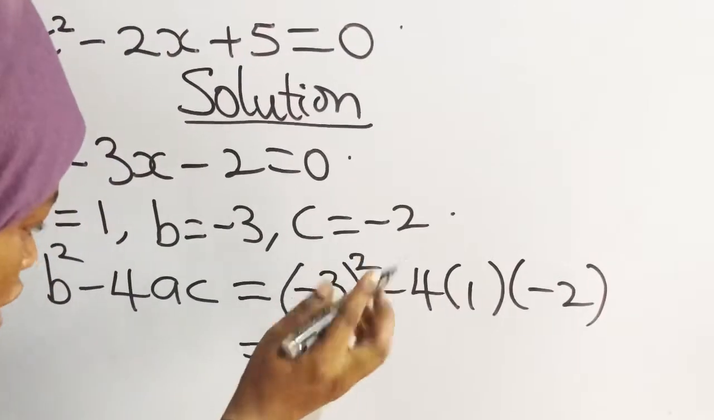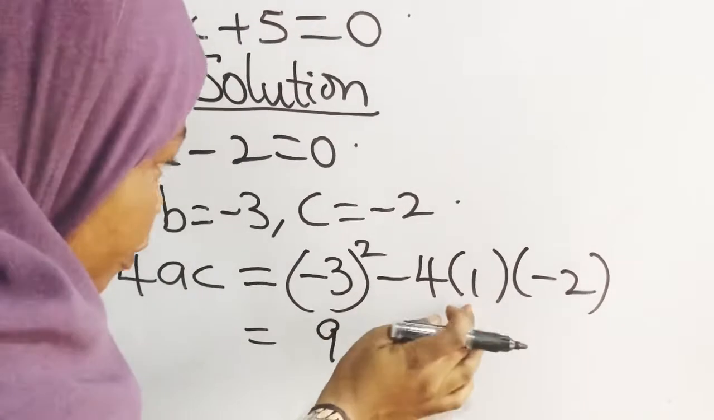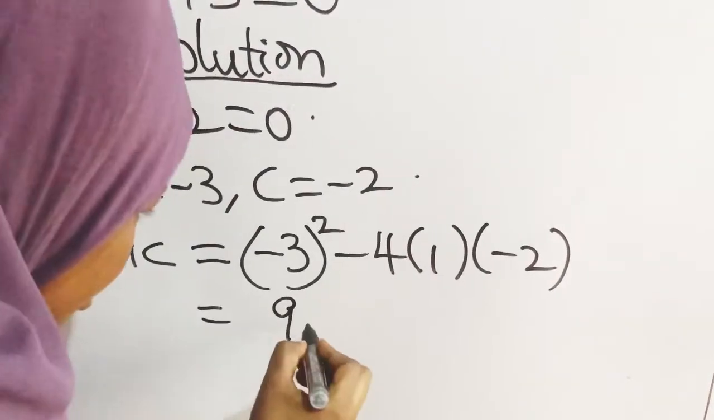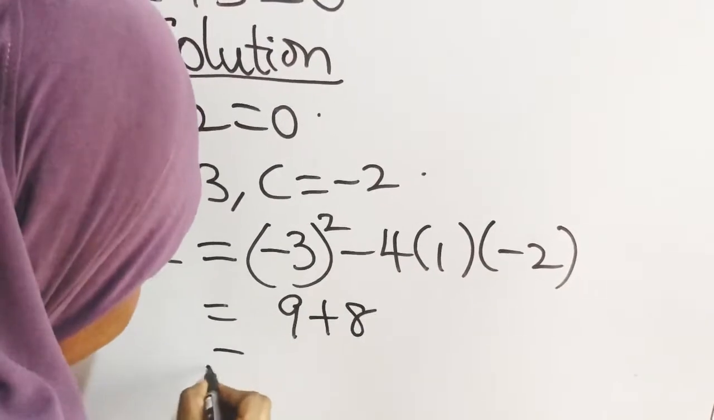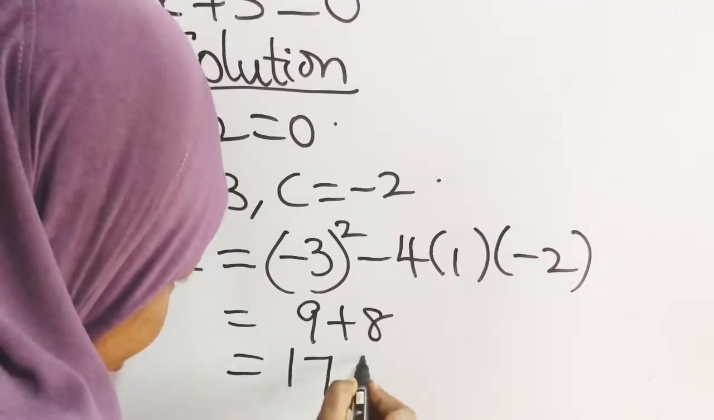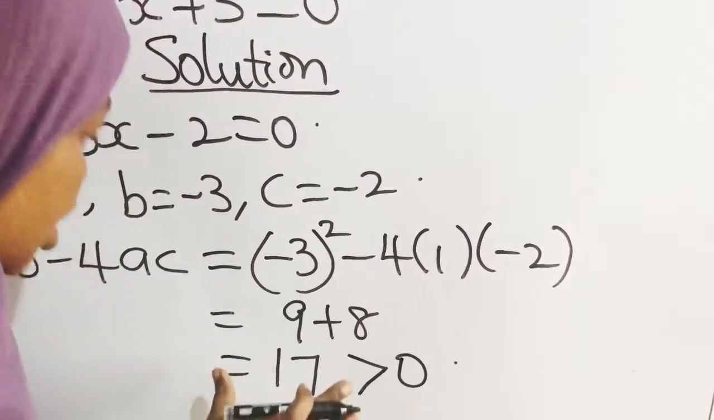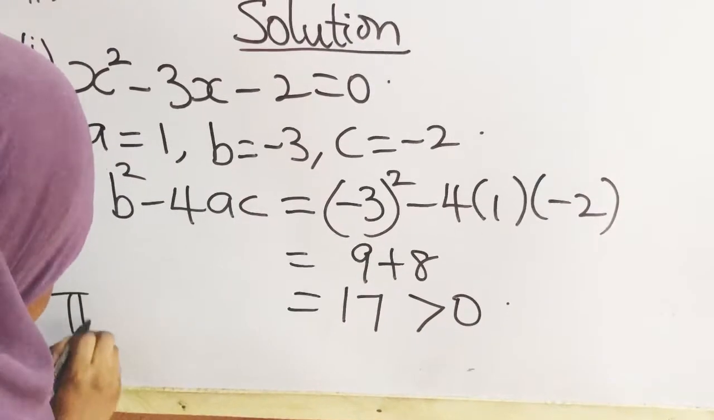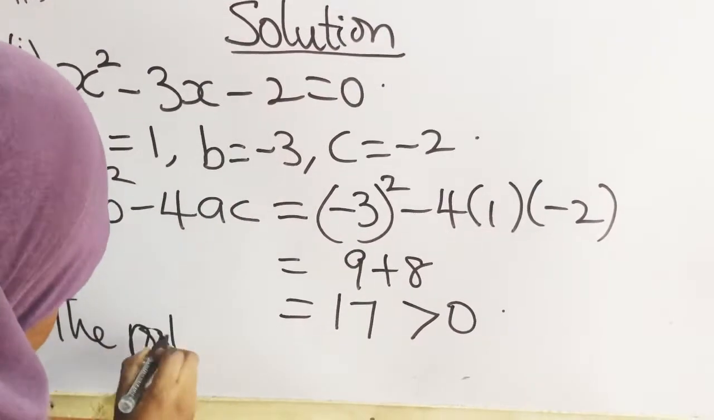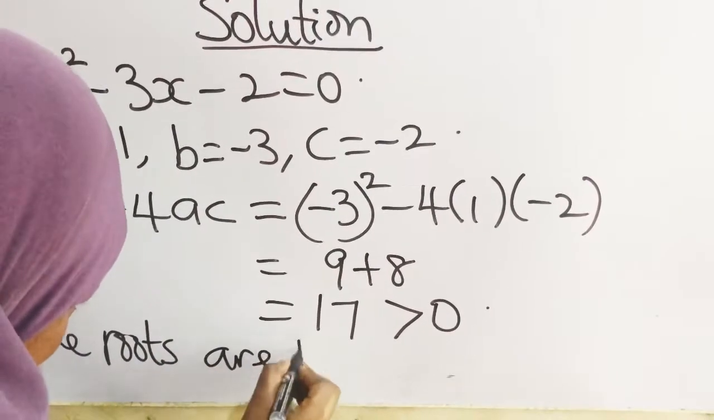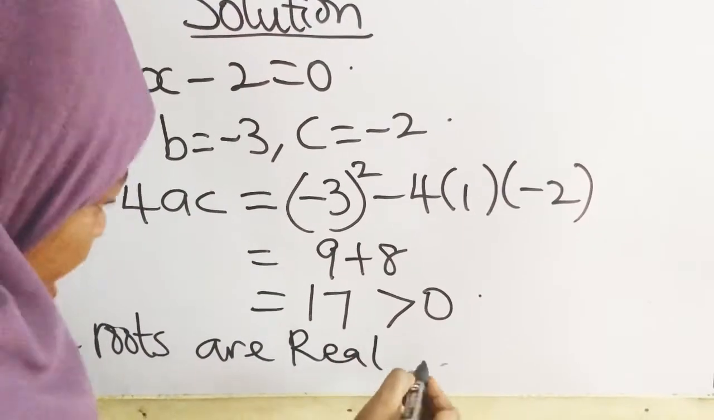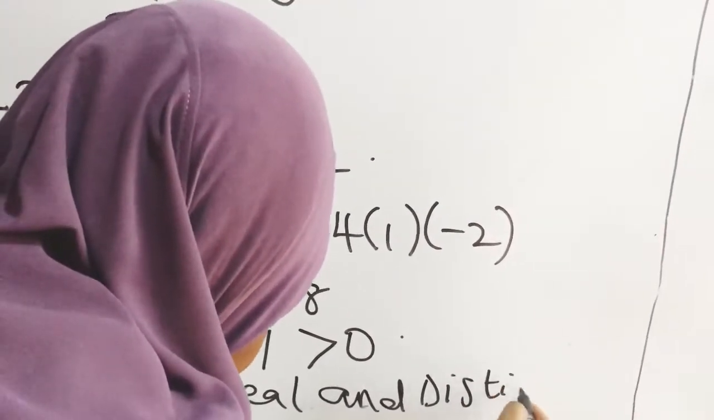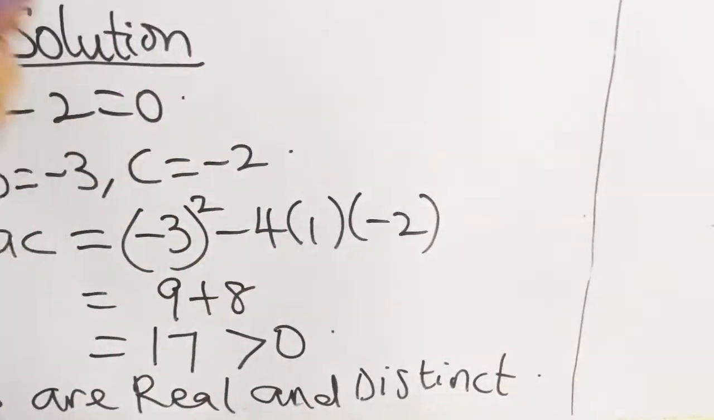So minus 3 squared is 9. Minus 4 multiplied by 1 is minus 4. Minus 4 multiplied by minus 2 is plus 8. So plus 8 gives 17. Here 17 is greater than 0. So the nature of roots of this one will be distinct. The roots are real and distinct, since the discriminant is greater than 0.